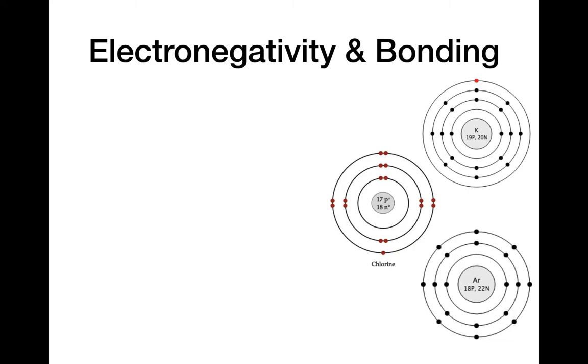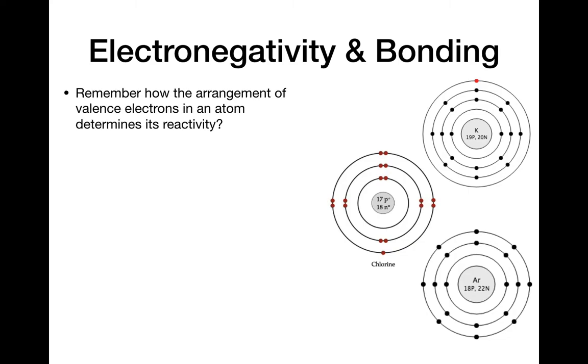Okay, so first things first, let's talk about arrangement of valence electrons. So we reviewed this already, and hopefully you remember this as well from your notes and looking at all your various stuff you have from the first chem unit. The arrangement of valence electrons, how does that determine the reactivity of an atom? Can you remember?